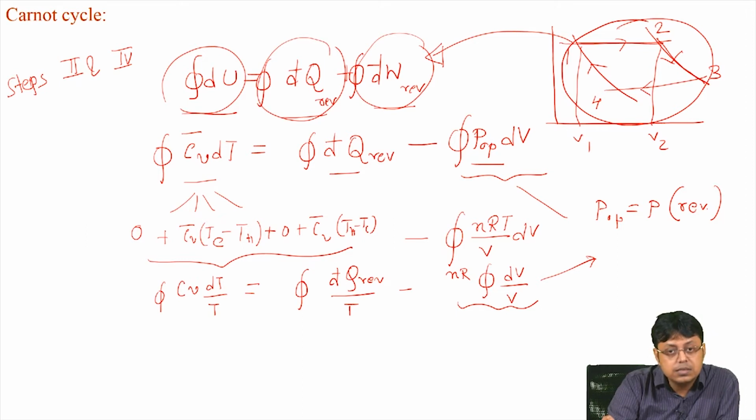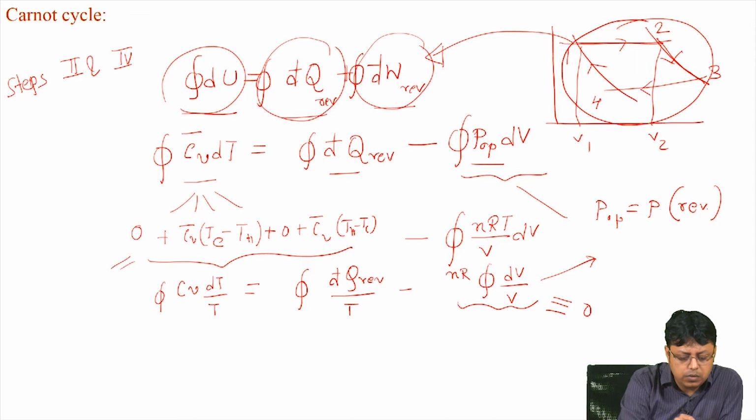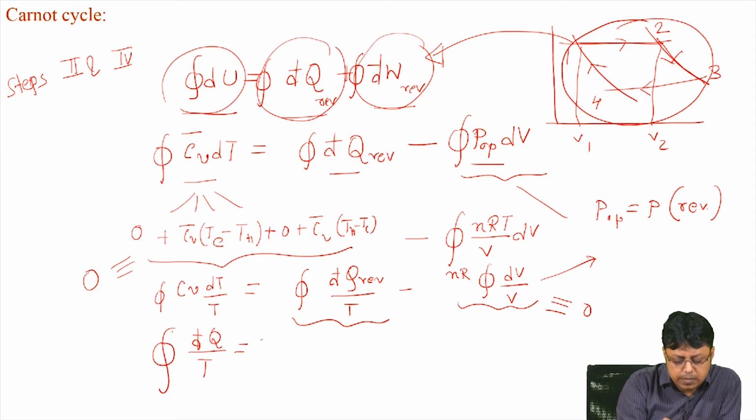Why? Because it is a cyclic process. Since it is a cyclic process, you can easily figure out that this term also goes to 0, and we already said that this term also goes to 0. So, what we get is that this term also should be 0, d cross q reversible by T over a closed cyclic path.